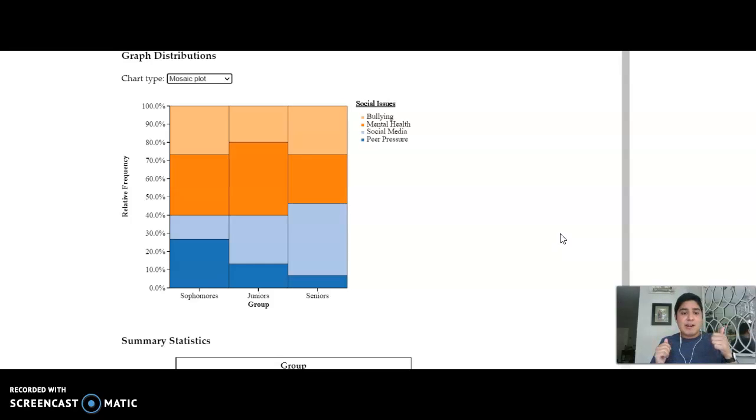So side-by-side bar charts, mosaic plots, segmented bar charts, conditional distributions, marginal distributions. You have everything you need to be successful for categorical data. And no worries, we're going to practice plenty in class. But I hope you enjoyed this brief overview of analyzing and graphing categorical data.